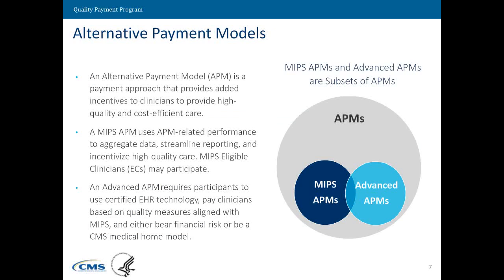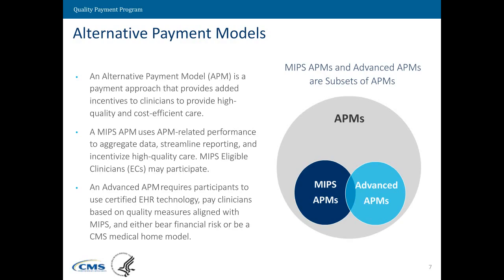Moving on to alternative payment models. Generally speaking, an APM is a payment approach that provides added incentives to clinicians to provide high quality and cost-efficient care. APMs can apply to a specific clinical condition, a care episode, or a population. In the Quality Payment Program, we have two additional types or subsets of APMs. We have MIPS APMs, which are APMs that benefit from the special APM scoring standard by aggregating APM-related performance data to streamline reporting to MIPS. Eligible clinicians and MIPS-eligible clinicians can participate.